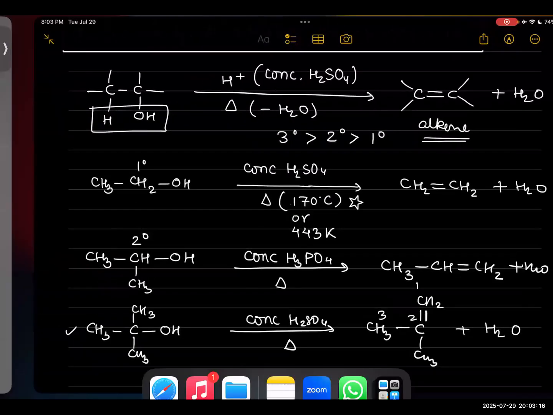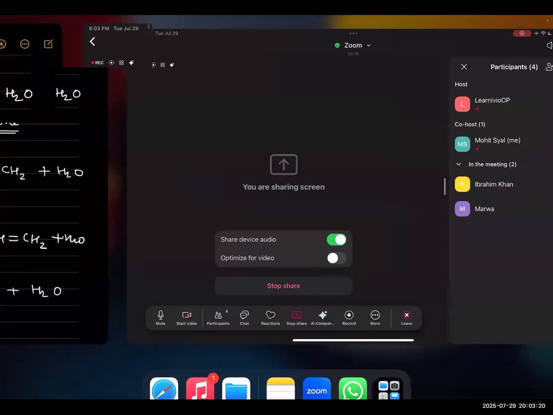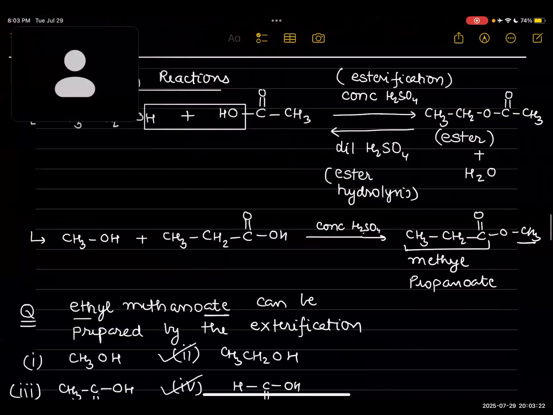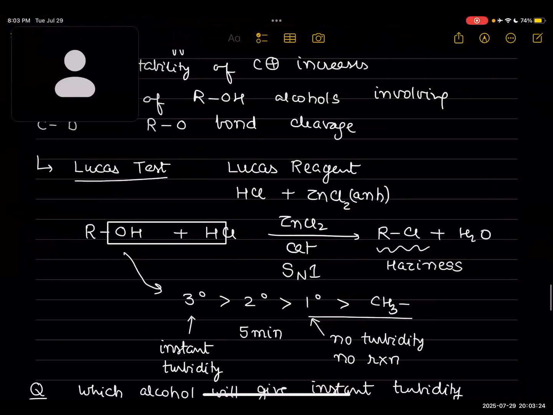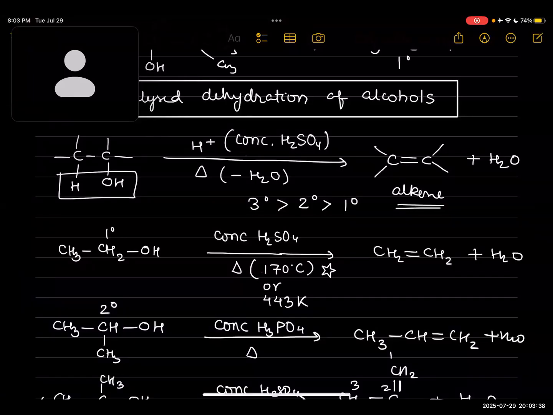What kind of reaction is it? Marwa, am I audible? What kind of reaction is dehydration of alcohol? Yes, sir. So tell me, is it addition, substitution, elimination? Check it and tell me quickly. What is happening?